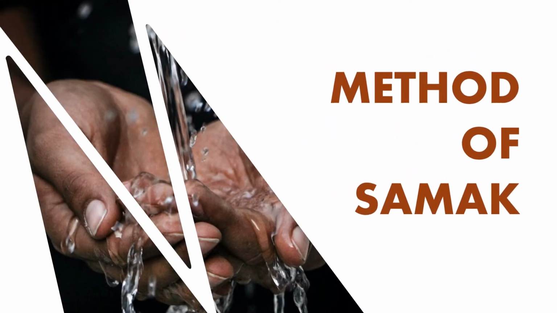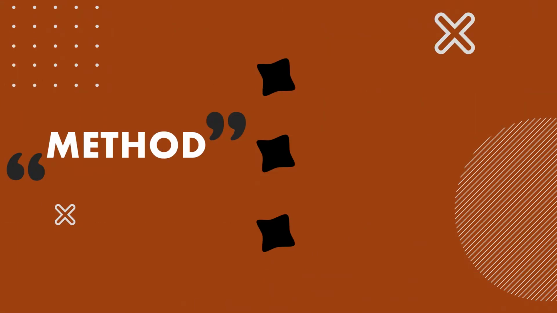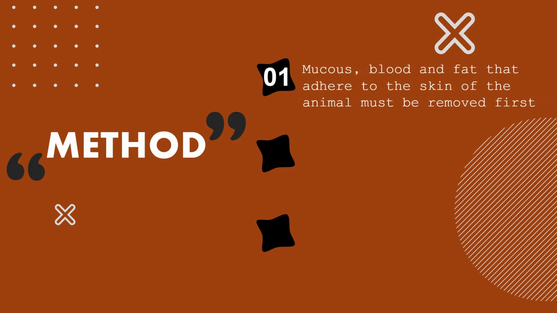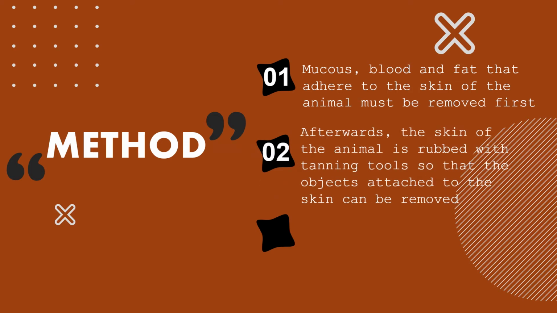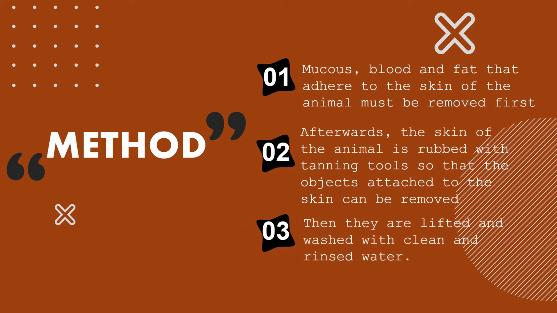Assalamualaikum warahmatullahi wabarakatuh. Okay, moving on to the next topic, which is the method of Samak. The method for Samak is first, we separate the skin of the animal from the body. Next, we remove all hair, mucus, blood, or fats, or any other substances that are attached to the skin. And then, we peel the skin by rubbing or soaking the skin with water mixed with the tools that have been explained before. And finally, we wash the skin with clean water and soak it up till it dries.